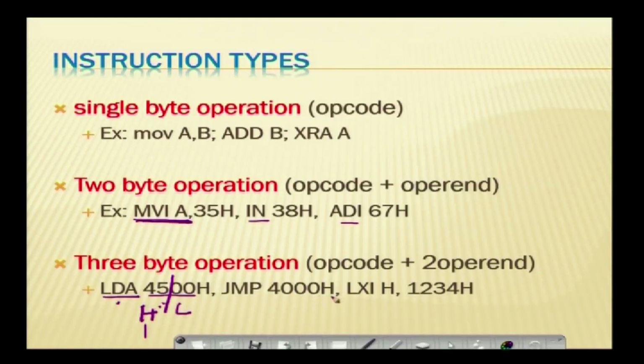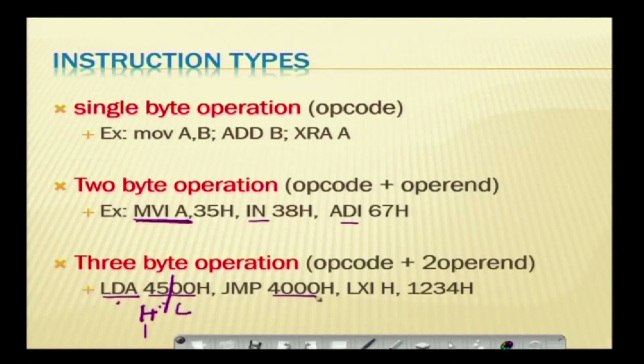The JMP 4000H instruction is used to jump or switch over to the specified location. So, after executing this instruction it will switch over to the 4000. So, JMP is the opcode, in 4000 this is the lower address, higher address. So, totally 3 bytes are used. This is the third example in 3 byte instruction, LXI H, 1234H. So, LXI H is the opcode, 1234 is the data. So, based on the instructions it may be data or address. So, this is the lower order data, this is the higher order data. So, these 3 are the 3 byte instructions.